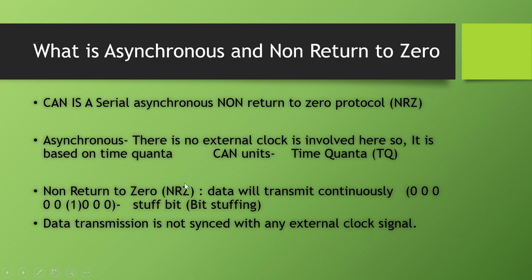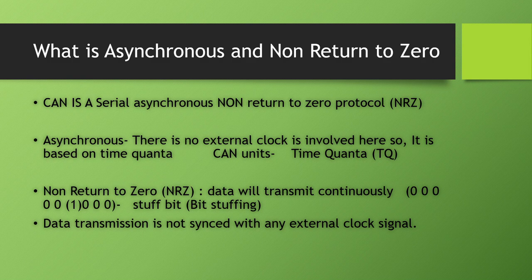Non-return to zero means the data will transmit continuously. For example, if you are giving 8 bits of data, and all 8 bits are zeros, what will happen? Bit stuffing will happen. I will explain what bit stuffing is, how it happens, and how to overcome this.